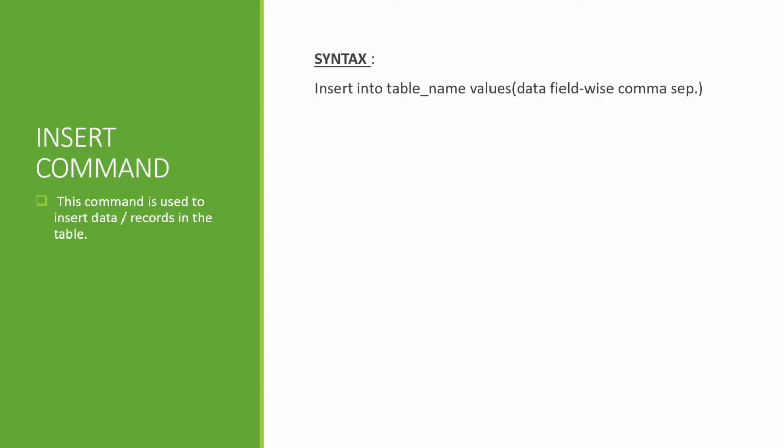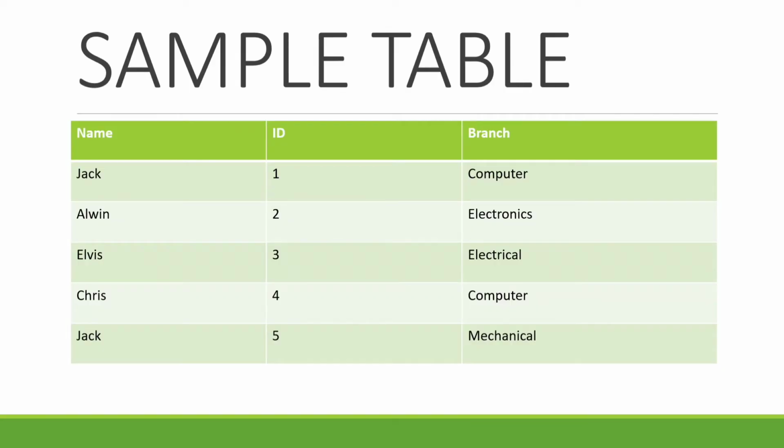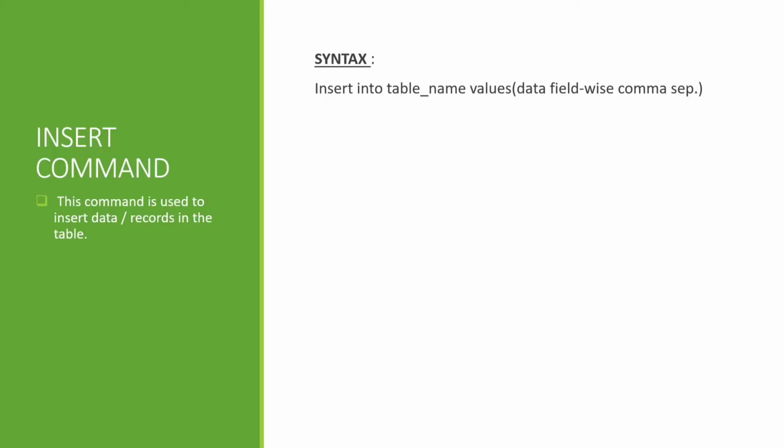The syntax of this command is: insert space into space the name of the table space values, and inside brackets we mention all the data, separated field-wise. Here we need to take care that all the fields specified inside the brackets have the same order as the one they were declared in with the DDL command. Suppose I want to add a new record into this table, I will first have to write the name, then ID, and then branch. This order of fields should be maintained in the insert command. This is one particular example of this.